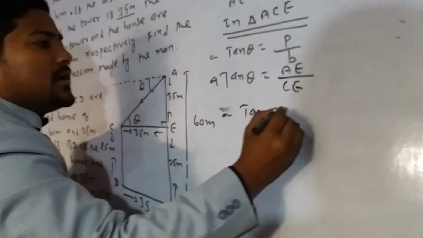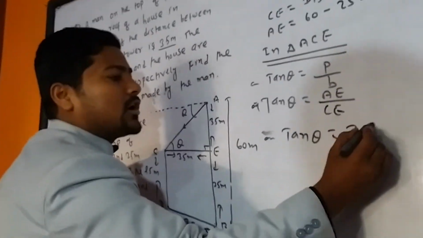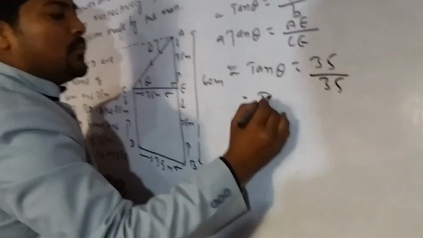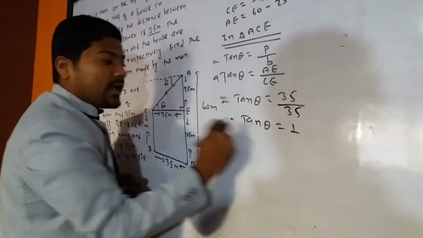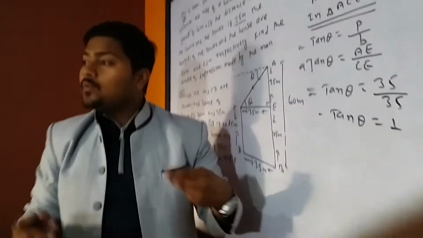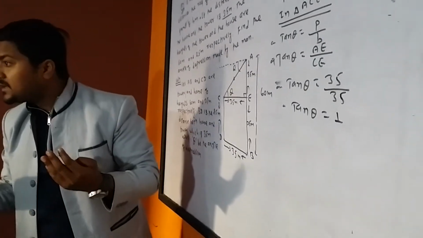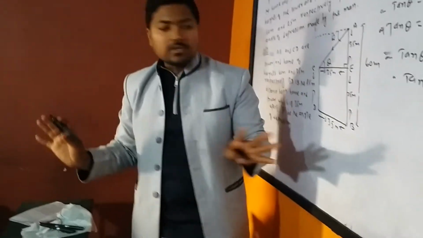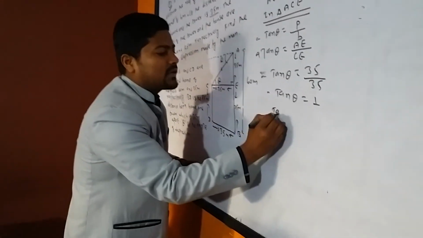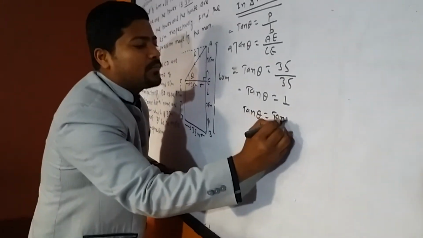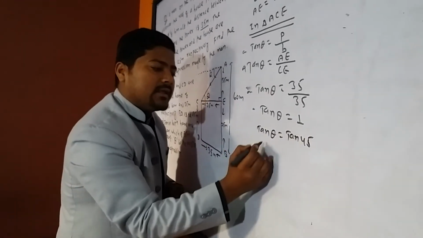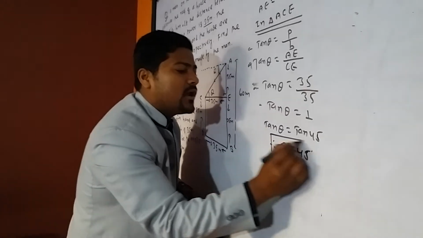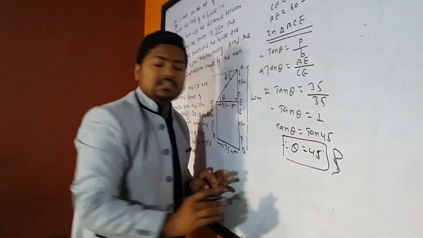Tan theta is equal to A over C. A value is given as 35 meter, and C value is also given as 35 meter. Both cancelling, what comes? 1. And then you have to remember one value: tan 45 degree. I think all of you know. But those students who don't know, suppose we know that, simply we can write tan theta is equal to tan 45 degree. Therefore tan cancels, theta is equal to 45 degree. The angle of depression is 45 degree. In this way we can find it out.